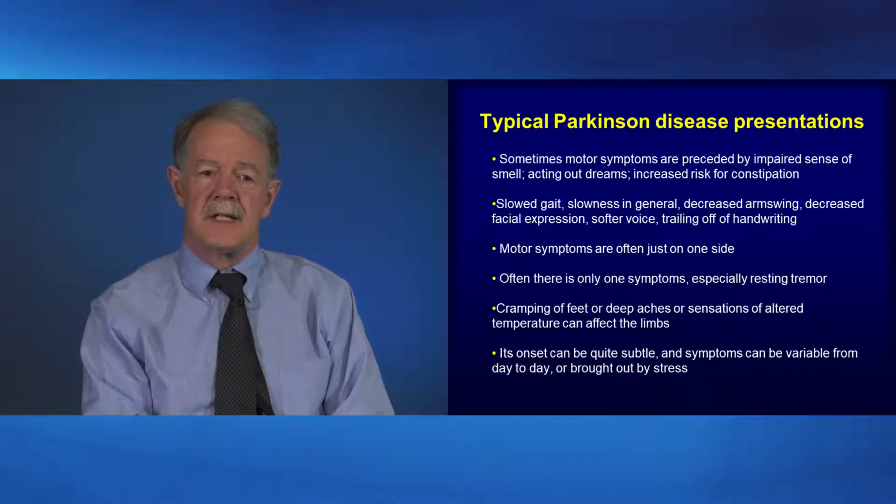When it emerges as a condition that someone is experiencing or those around them recognize for it, it can be slowed gait, it can be slowness in general or decreased arm swing in everyday activities.